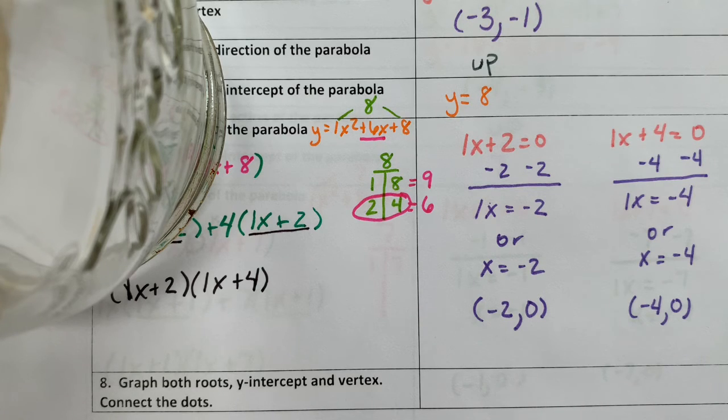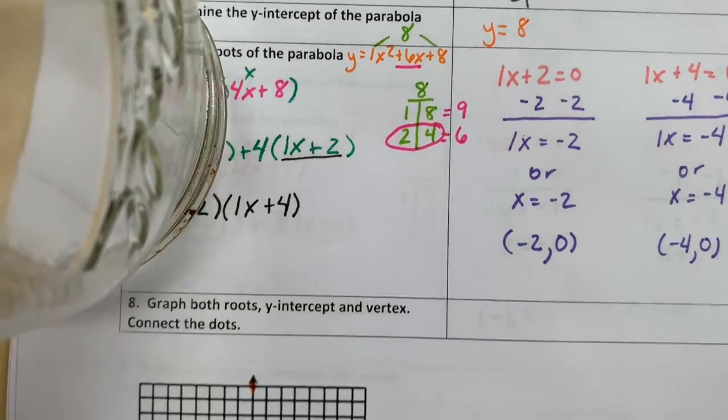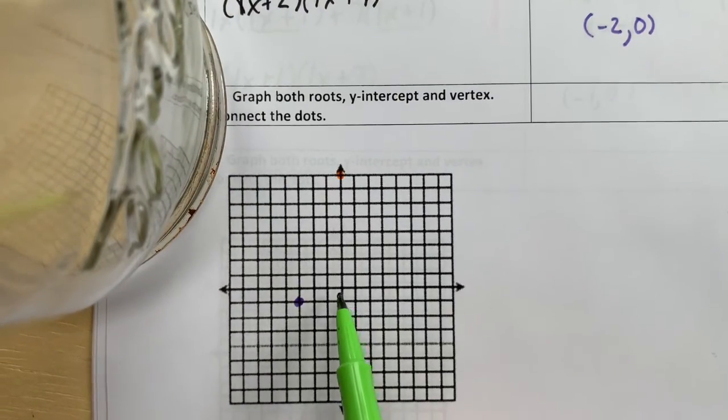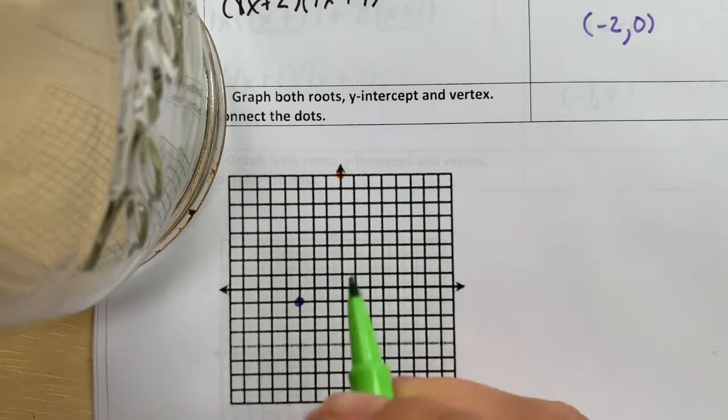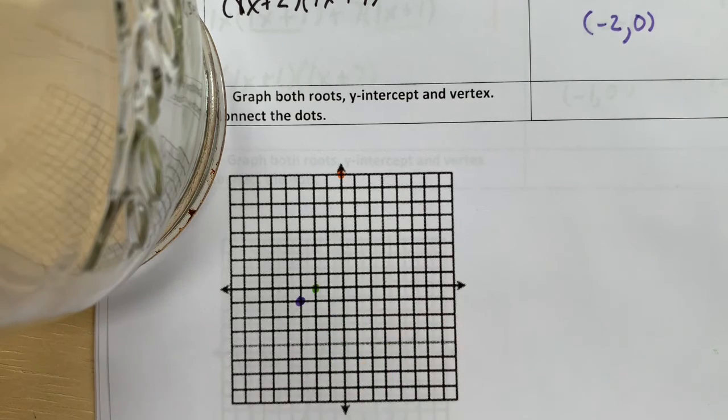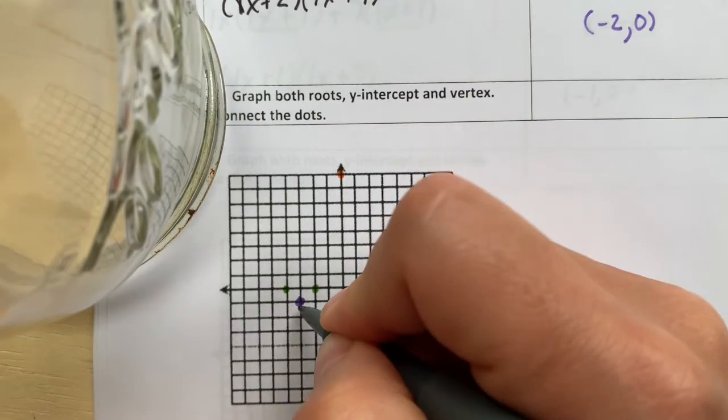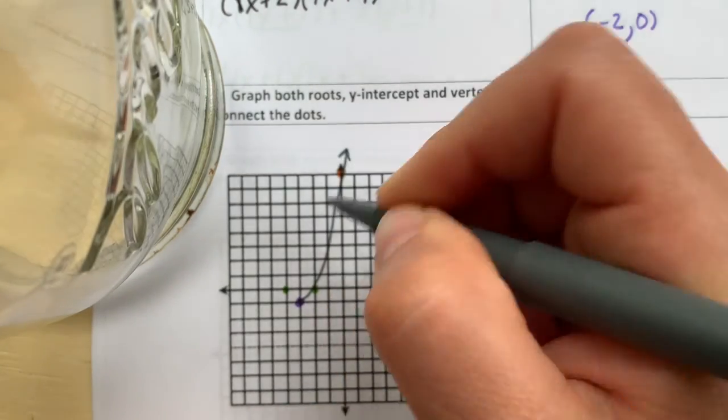So I have negative 2, comma 0. Here's my origin, so negative 2, 1, 2. I also have negative 4. Here's my origin, 1, 2, 3, 4. The last thing to do is to connect the dots. And our parabola is done.